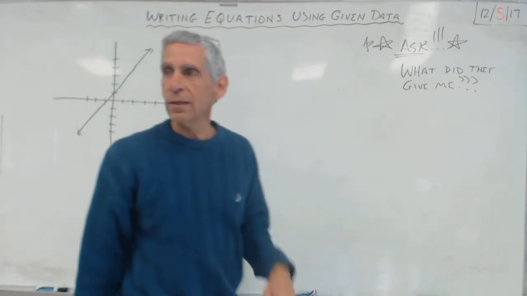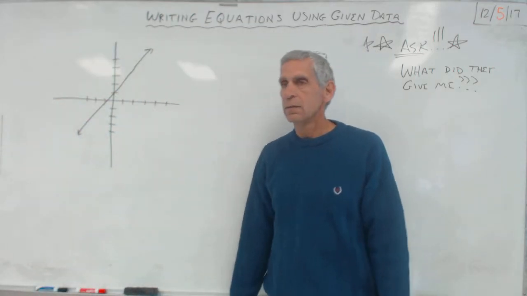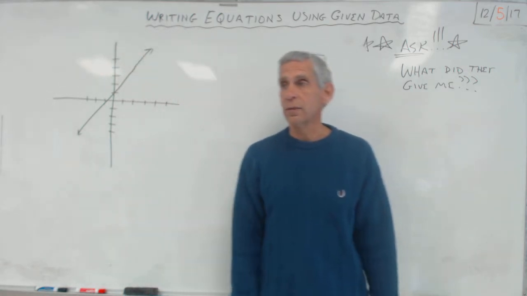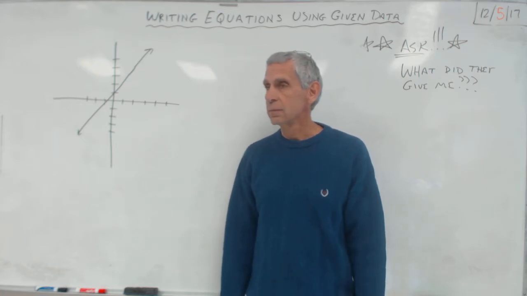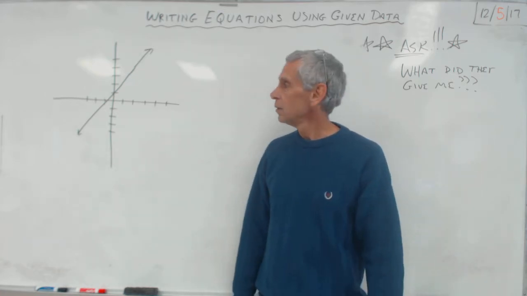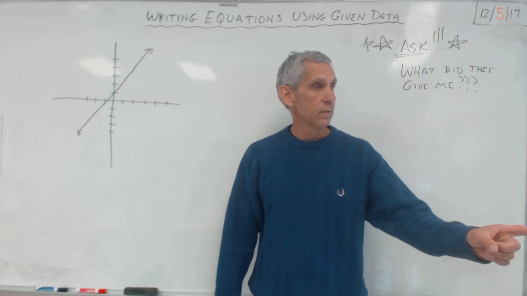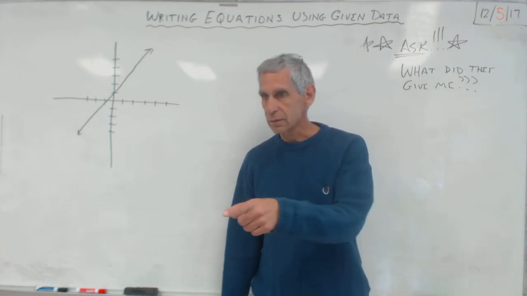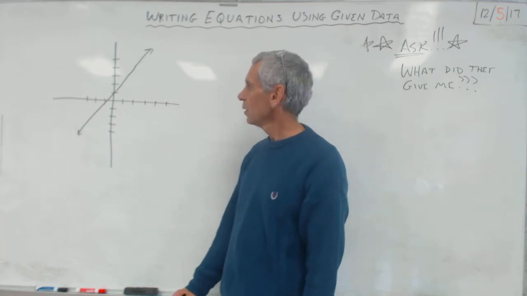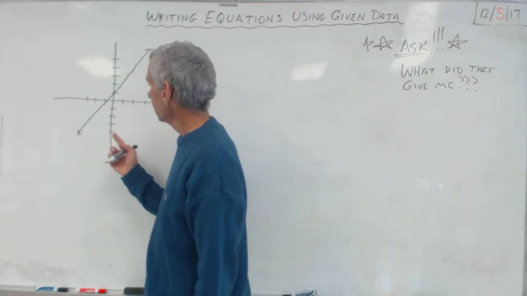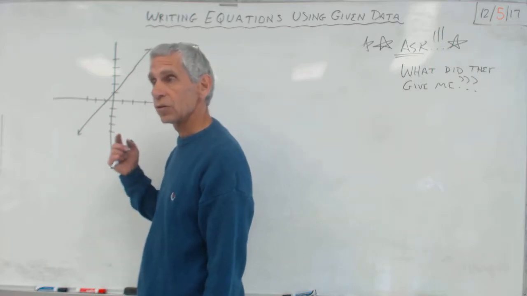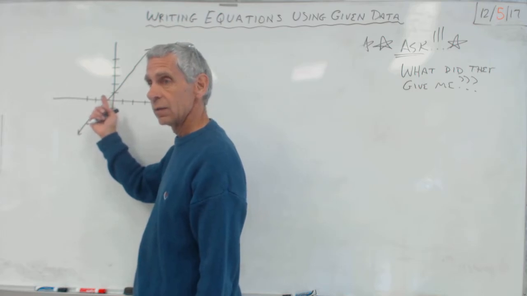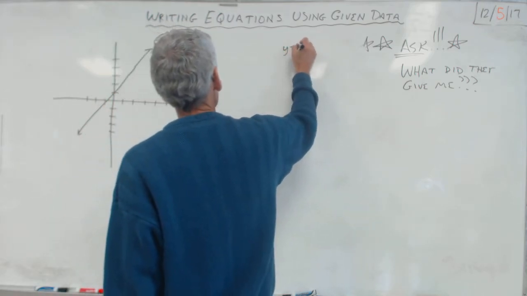All right, write the equation of that line. In which form? That's a good question. What did I give you? There are two points and a slope. There's also a y-intercept here, right? Isn't the y-intercept 1? So we know immediately the y-intercept is 1.